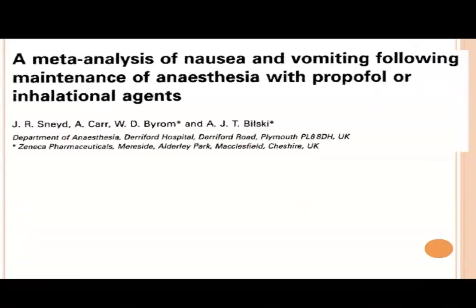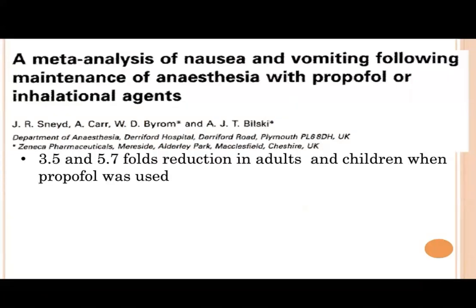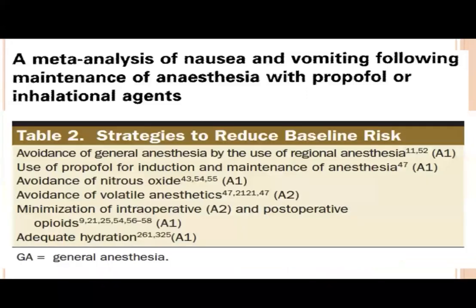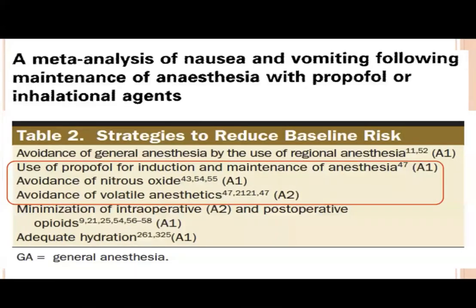A meta-analysis showed that TIVA, when compared to inhalational agent, can decrease post-op nausea and vomiting 3.5 fold in adults and 5.7 fold in children. And the latest consensus guideline for management of post-op nausea and vomiting suggests the use of propofol for induction and maintenance as class A1 evidence, while avoidance of nitrous oxide and volatile agents is class A1 and A2 evidence.